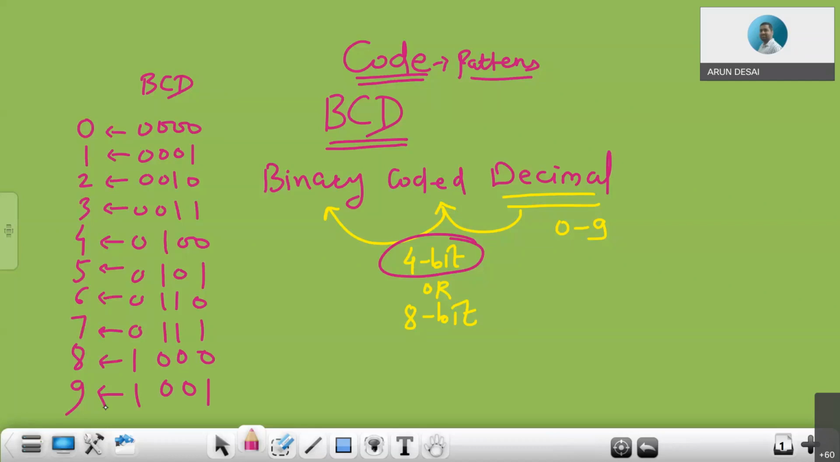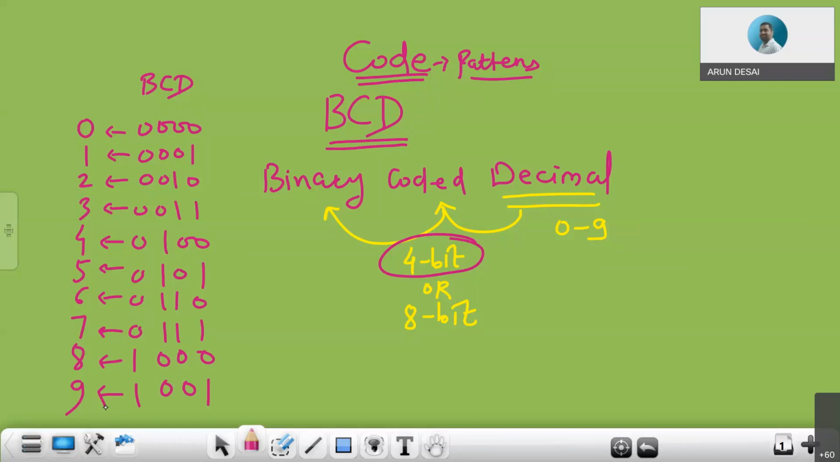Where is it generally used? This format is used in displays. If you want to display something, there are digital displays available. In that case, those things are used, so the BCD pattern is used.